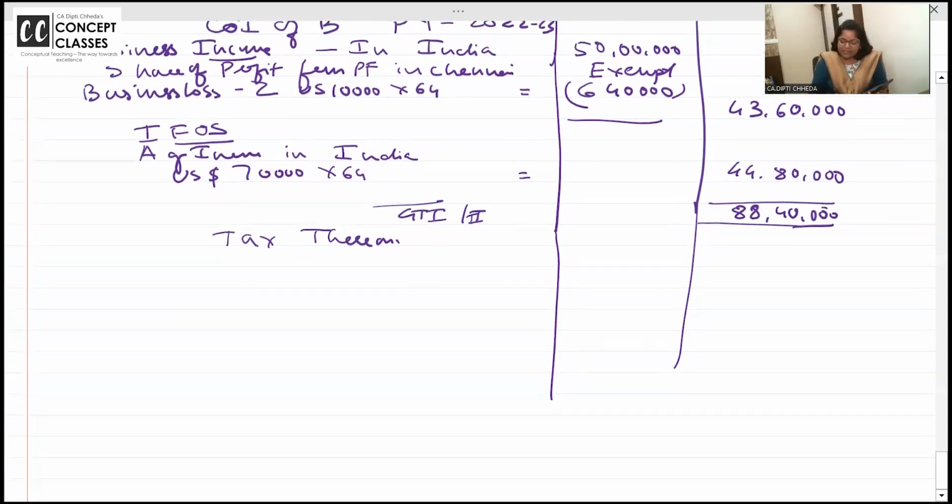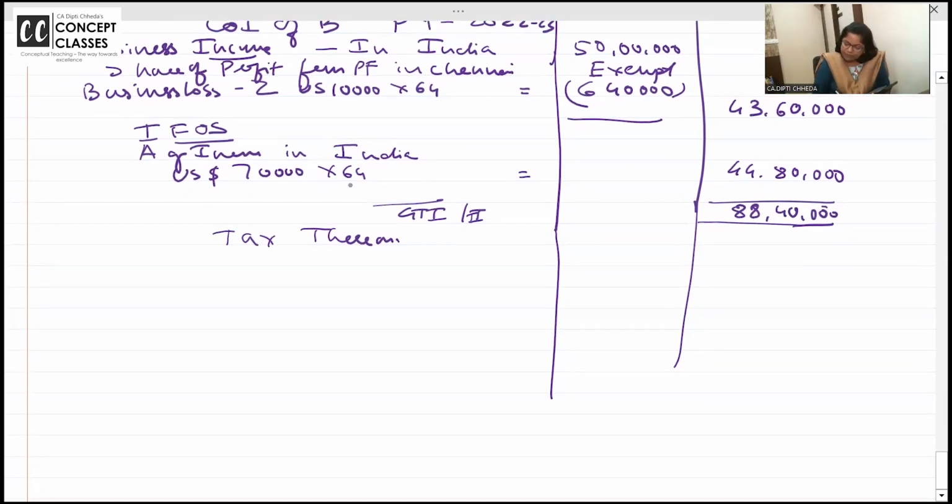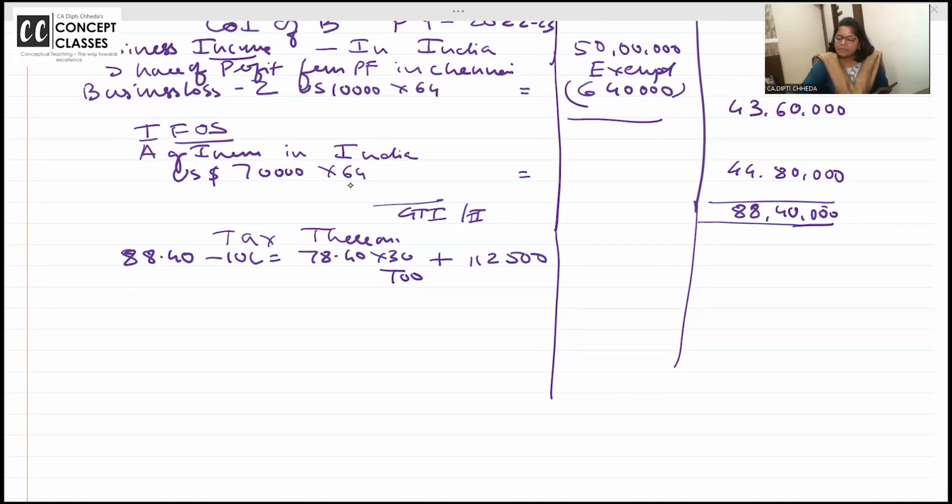88,40,000. How much is the tax thereon? I'm waiting. 88.40 minus 10 lakhs, to 78.40 ka, 30% above 10 lakhs plus 1,12,500. Yes. Correct. Very good.